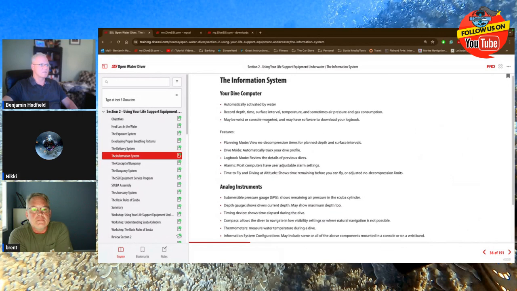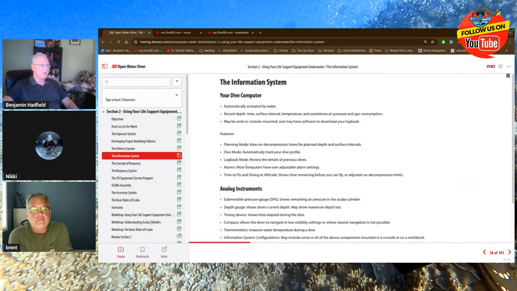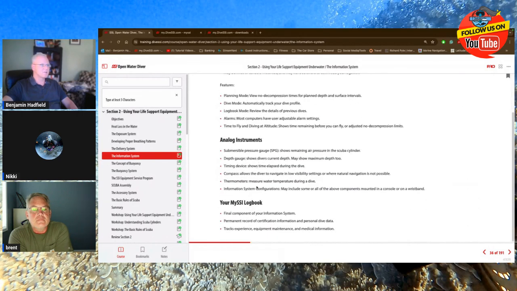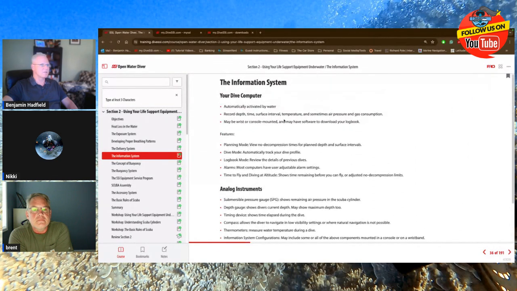Your key points of this are going to be the dive systems, analog instruments, and the MySSI logbook. So we're going to cover these. And then you can go through, and these are your subcategories as well, features and benefits, things like that. So that's what she's talking about.